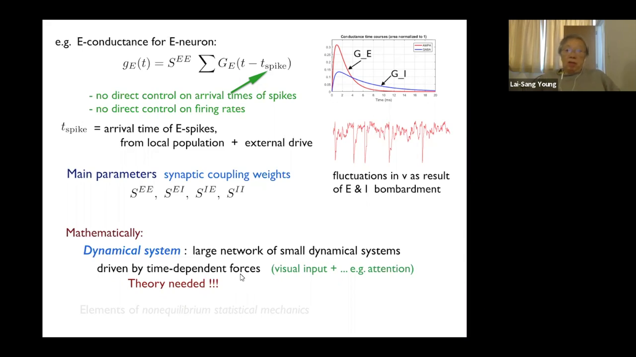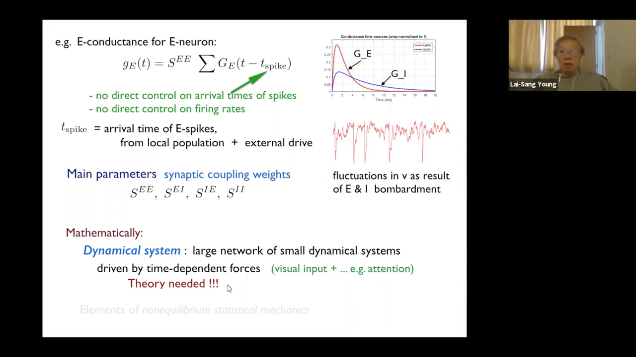The visual cortex in particular is driven constantly by time-dependent forces. What are these time-dependent forces? They are the visual input, what you see, the visual external input that drives the visual cortex, and other things like attention or other things from within your body, like you're tired. Okay, these things are impossible to model, so I'll be mostly focusing on the visual input. But still, it's a dynamical system driven by time-dependent forces. And in the theory of dynamical systems, that's not a well-developed theory in any case for such dynamical systems.